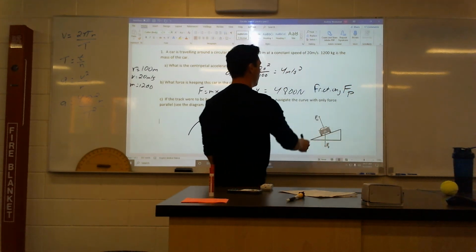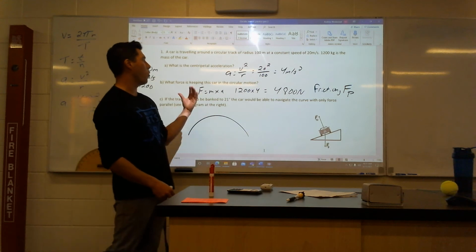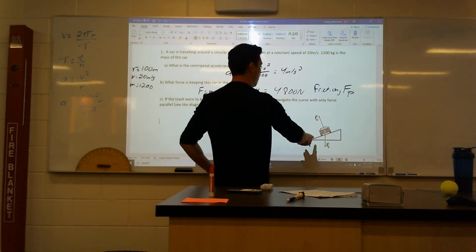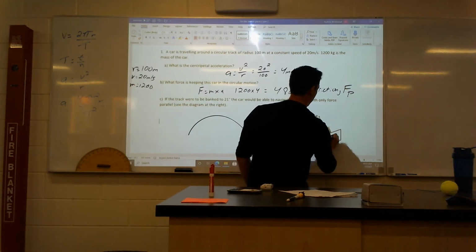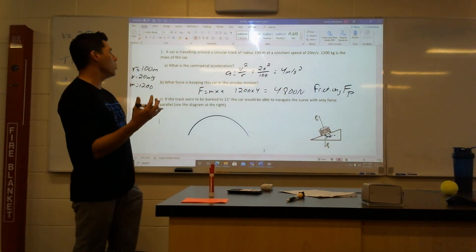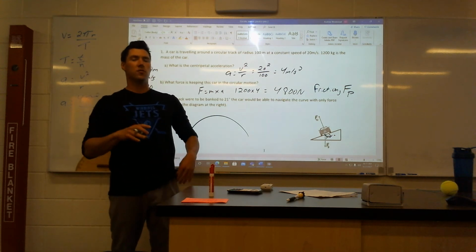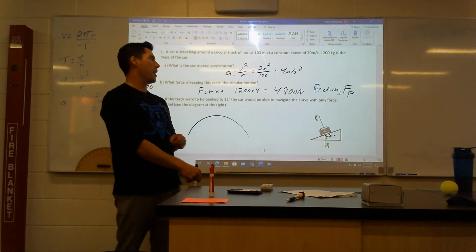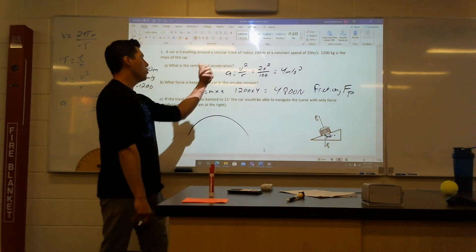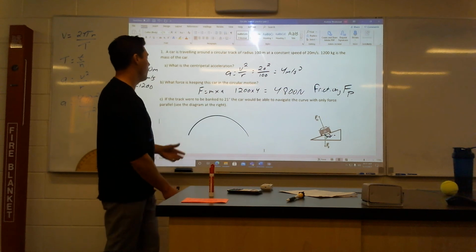And in this instance, there is a banked curve. It's as if the track were to be banked at 21 degrees. So I now have 21 degrees here. Would the car be able to navigate the curve with only force parallel? So for some reason there's no friction anymore. But if we just were to have a perfect bank and have force parallel, would it be enough force to have 4,800? Well, let's figure out force parallel.